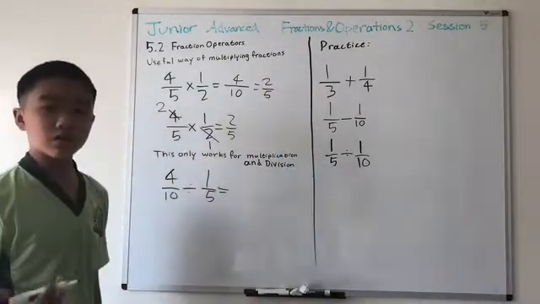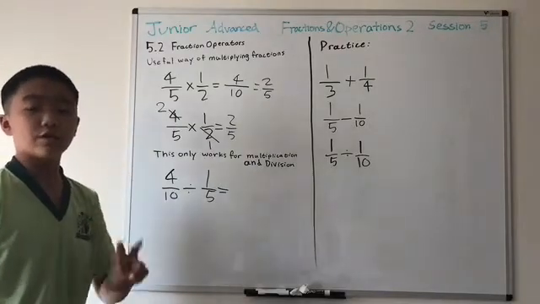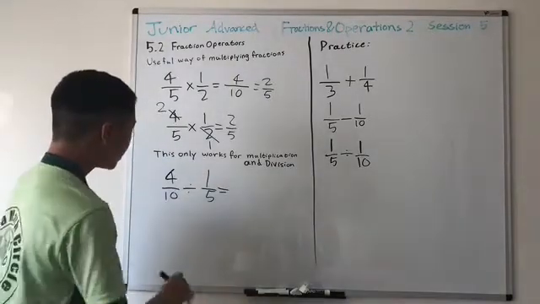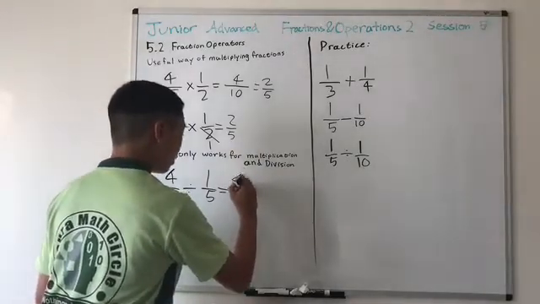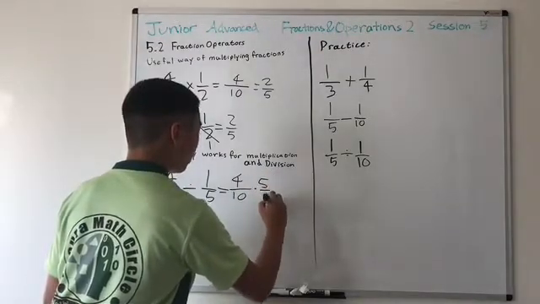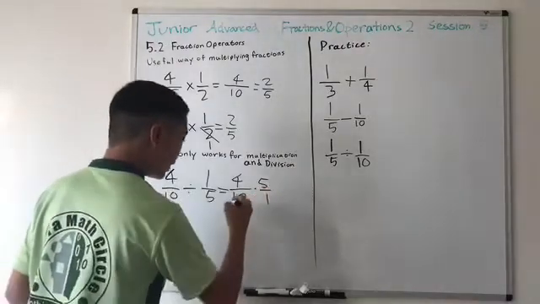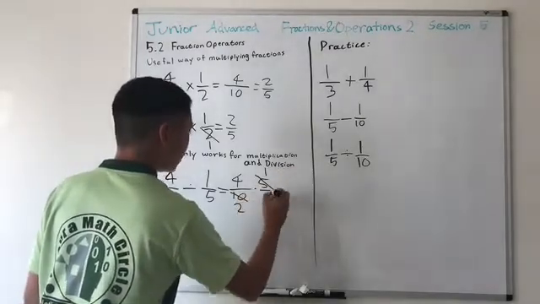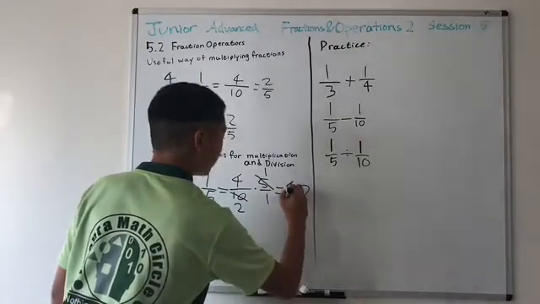This not only works for multiplication, but also division, but only those two operations. Don't try it for addition or subtraction. Here is an example of how it works for division. We know we have to get the reciprocal of 1 over 5. So then we have 4 over 10 times 5 over 1. Now we can use the same principle, but flipped. We can cancel out this one and this one, and we get 1 and 2. So we get 4 over 2, which equals 2.